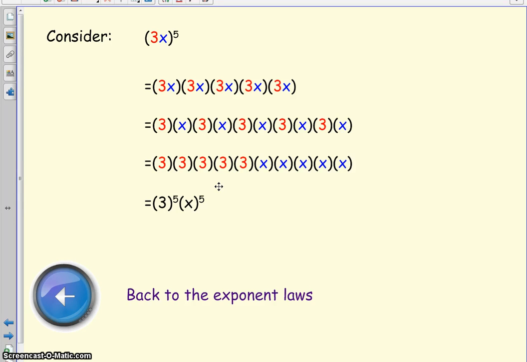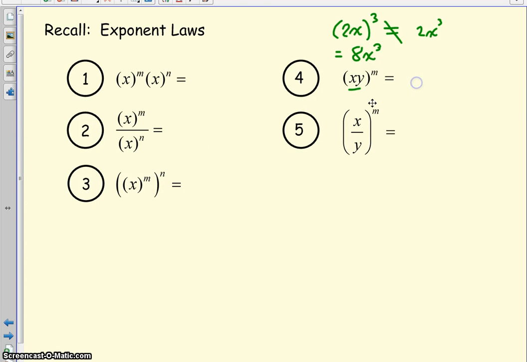You notice that this is not true if the two values in here are added together. Then it's a binomial, and you have to expand using an array. But these two values are multiplied together, all to the same exponent, so you wind up with 3 to the 5, x to the 5. So again, note that the exponent applies to both the x and the y.